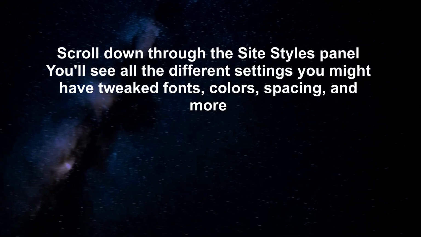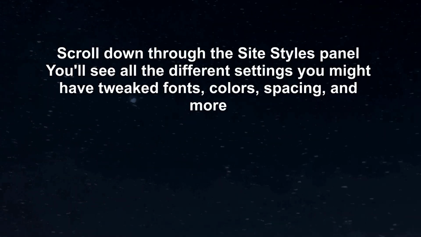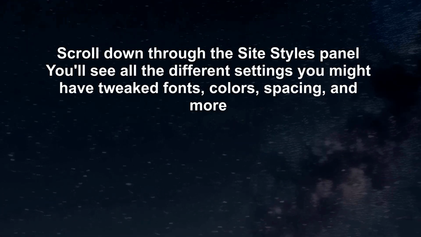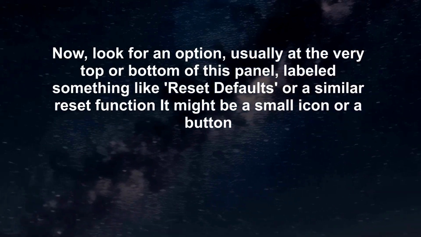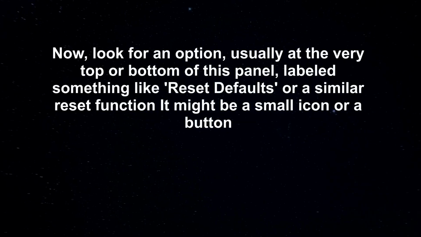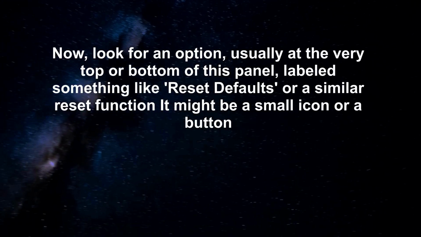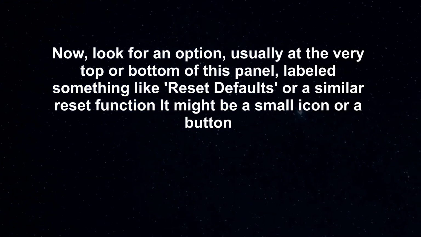Scroll down through the Site Styles panel. You'll see all the different settings you might have: tweaked fonts, colors, spacing, and more. Now, look for an option, usually at the very top or bottom of this panel, labeled something like Reset Defaults or a similar reset function. It might be a small icon or a button.